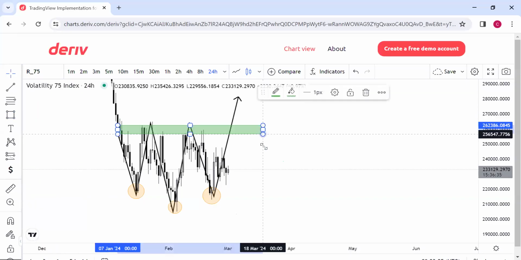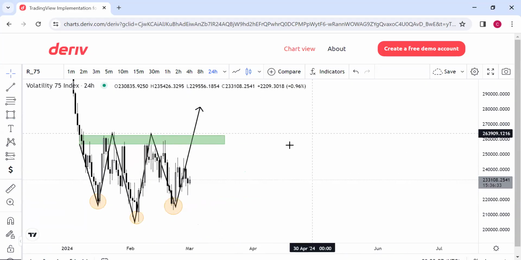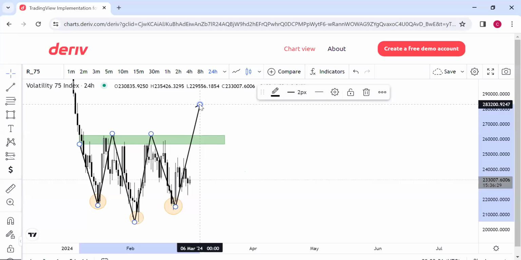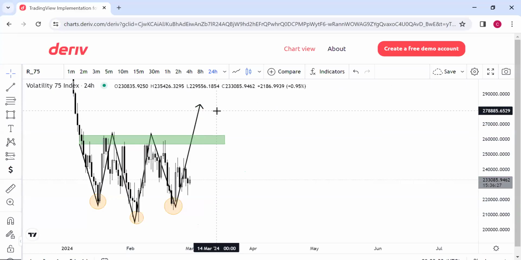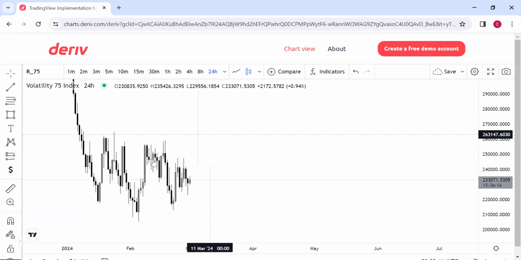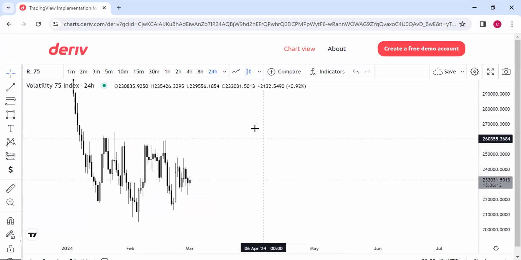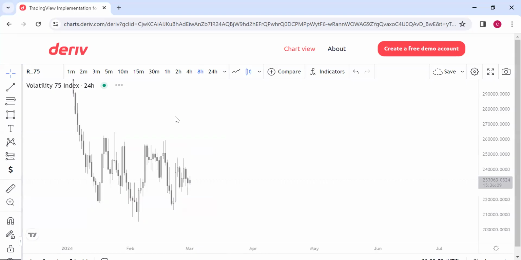So I said that if this is going to hold, it means it's an inverted head and shoulder and it's going to buy. I'm analyzing from the basic market structure angle. Do you understand? But when we are trading the advanced market structure, we are looking at sweeps of liquidities. So let's go to the 8-hour time frame.